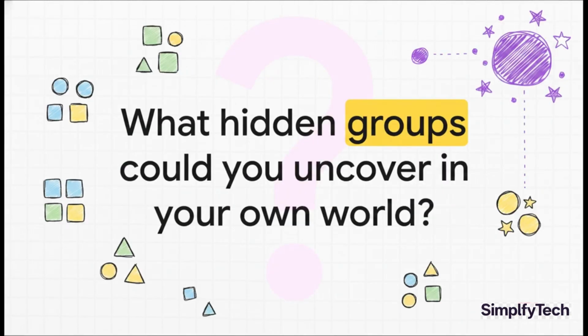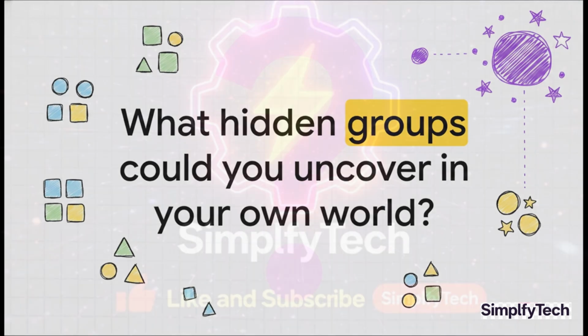And that's really it. That's K-nearest neighbors. It's simple, it's elegant, and it's a surprisingly powerful way to find patterns, all based on that one basic idea. You are defined by the company you keep. So now that you know how to find the nearest neighbor in any data set, what hidden groups could you uncover in your own world?